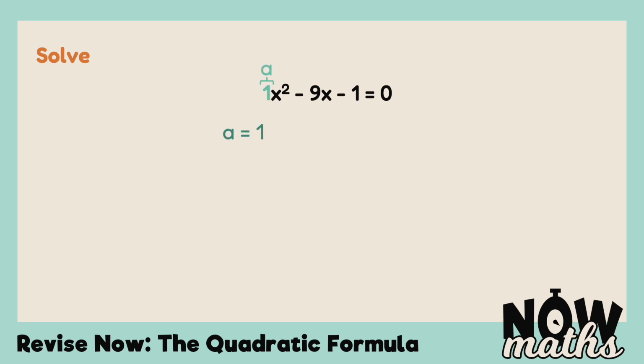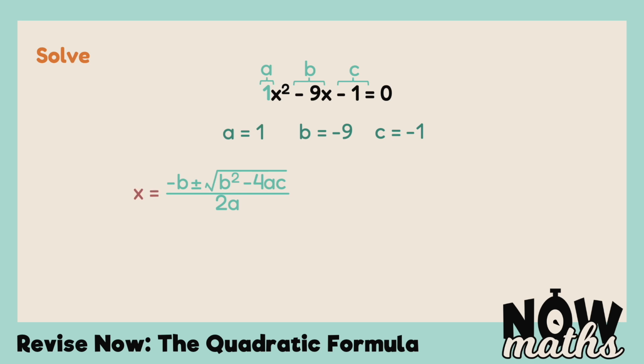So our value of a is 1. Our value of b is the x coefficient, which is -9, and our value of c is the constant, which is -1. And similar to the previous question, we're going to make sure that whenever we substitute a negative number into the quadratic formula, we put it in brackets. So let's get our quadratic formula in front of us, and then we're going to substitute our values into it.